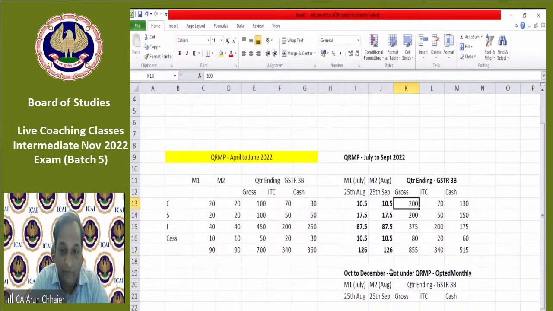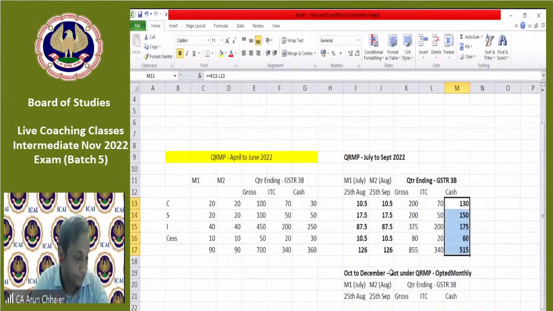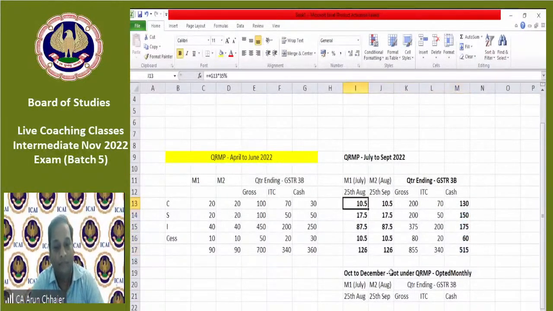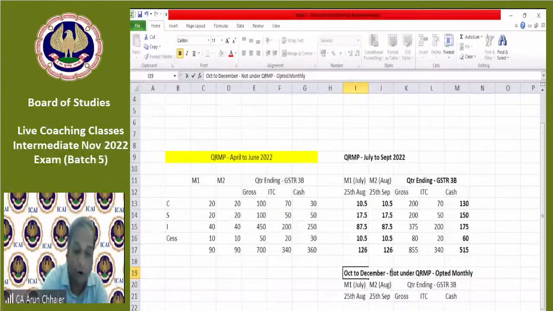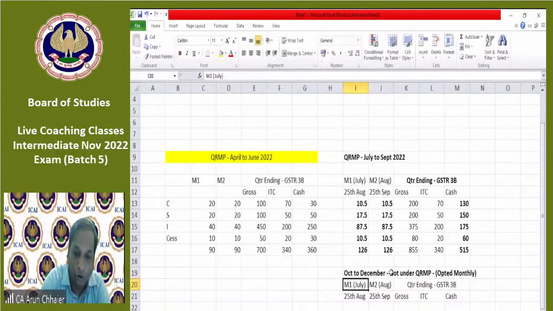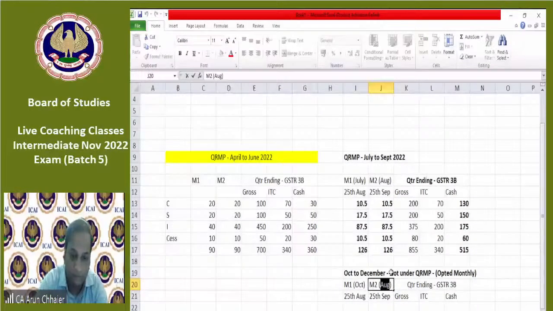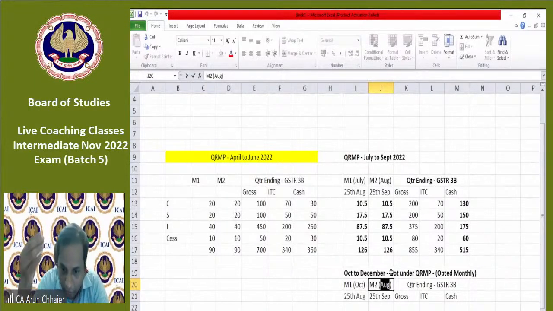Cash paid in the previous month is this much of the amount. In October to December, I have not opted QRMP; I have opted the monthly scheme. So for the October month, how much amount do I need to pay? You tell me: 35%, 30%, 100%, you tell me.